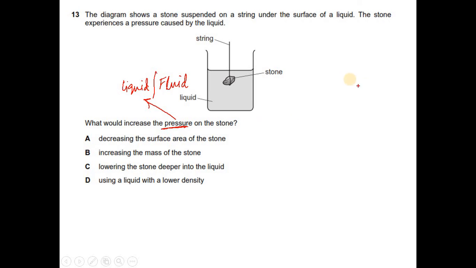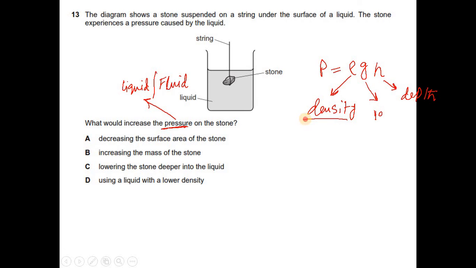So remember, pressure due to fluid, P is equal to rho G and H, where rho is called density of the liquid, G is acceleration due to gravity, which is 10. Generally we take the value of 10 for gravity. H is the depth. So if you see the stone is in a liquid which has some density, it doesn't matter where you put the stone, density is not going to change. So pressure is only going to depend on the depth, how deep the object is.